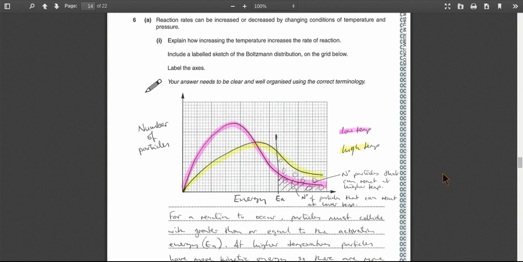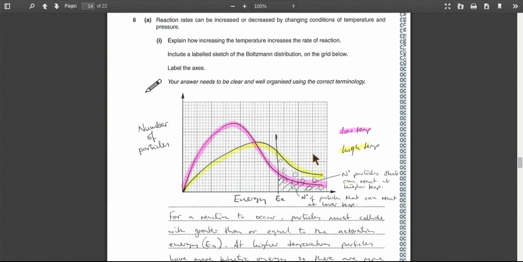Question 6 is a rates of reaction question. So we've got the classic question here about Boltzmann curves, where we've got to draw the curves and use the curves to explain how the rate is affected. So we need to explain how increasing the temperature increases the rate of reaction, and we're told we must include a labelled sketch of a Boltzmann distribution.